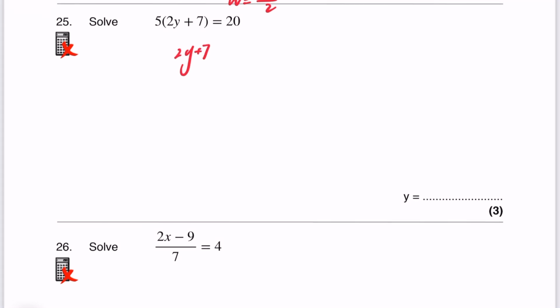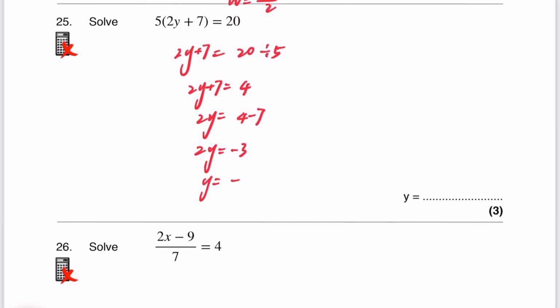2y plus 7. Let's keep the term inside the bracket together. Equal to 20 divided by 5. 2y plus 7 equals 4. 2y equals 4 minus 7. 2y equals minus 3. y equals minus 3 over 2. And that is the final answer for the question.